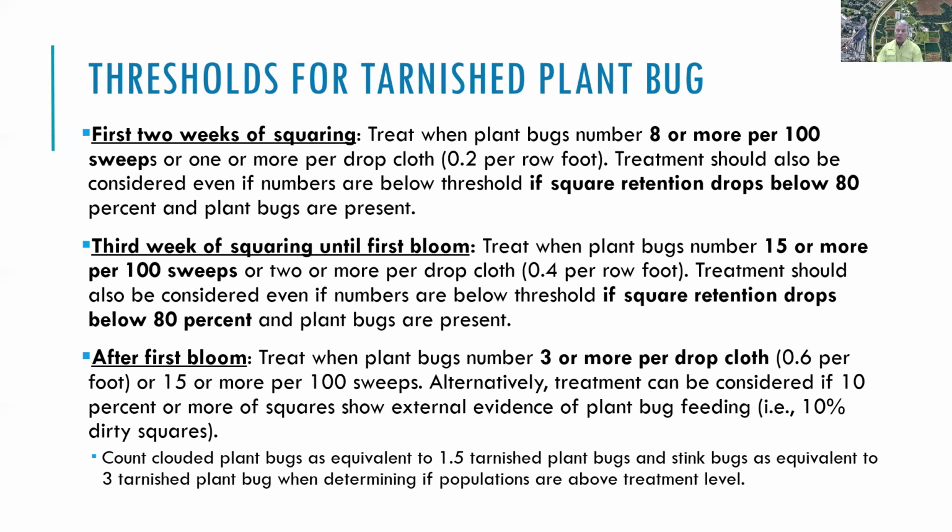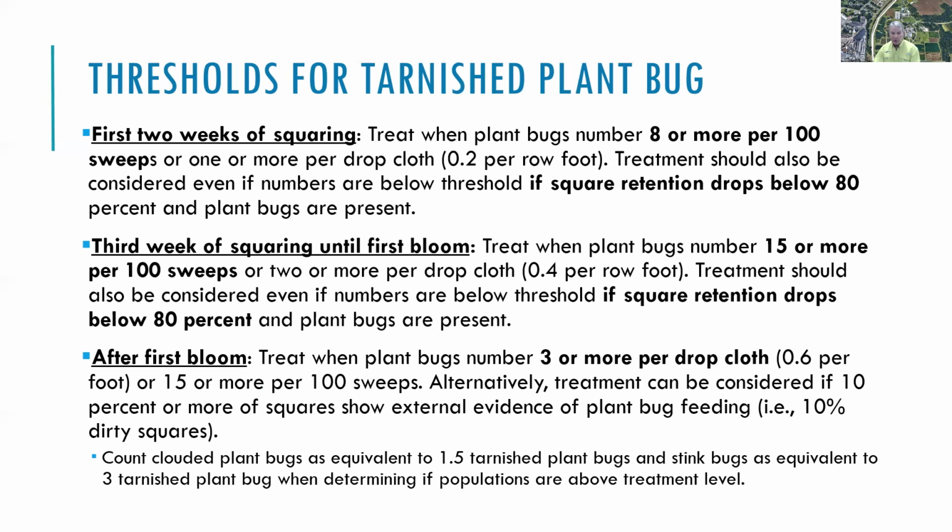Now, once we hit the 3rd week of squaring, we relax that treatment threshold normally to about 15 tarnished plant bugs per 100 sweeps. And again, at this time, we have a much bigger square population. So it takes more plant bugs to knock a high percentage of your squares off. And we really would, at this time, prefer using a sweep net. And that works pretty well because still till this time, we're normally dealing with adults.